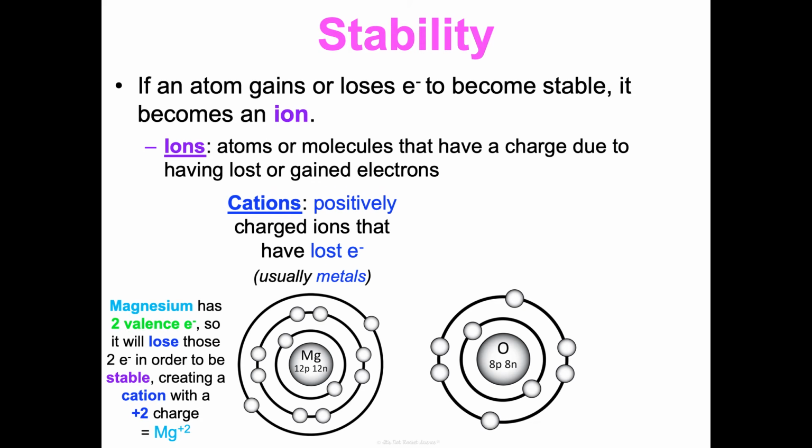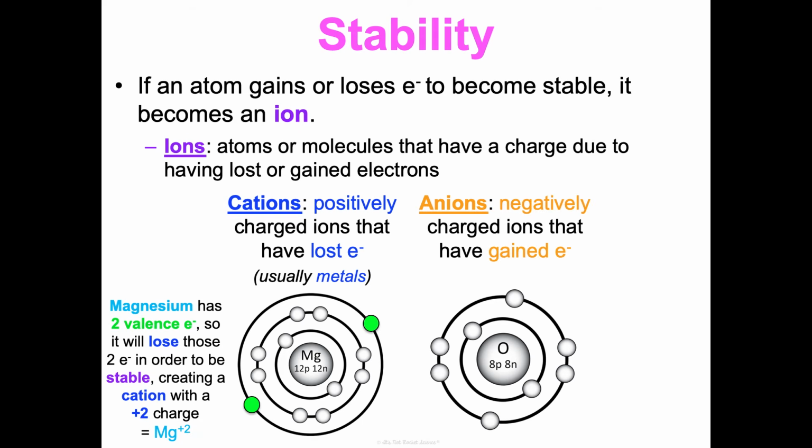So here's an example. Look at magnesium. It has 2 valence electrons, which I highlighted here. So instead of gaining 6, it's just going to lose these 2 in order to be stable. And so that makes it a cation. It will have a positive 2 charge because now it has 12 protons and only 10 electrons. That gives it an overall positive 2 charge. And so we would write this cation as Mg with a plus 2 charge.